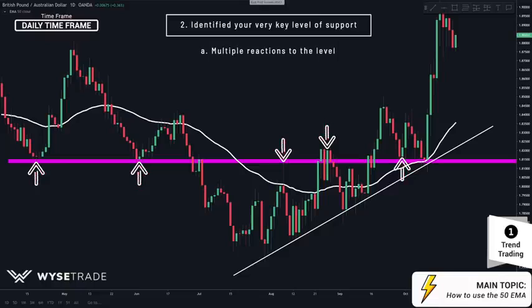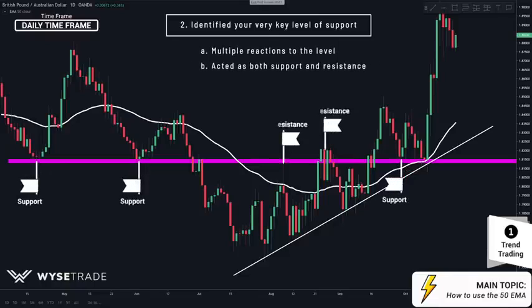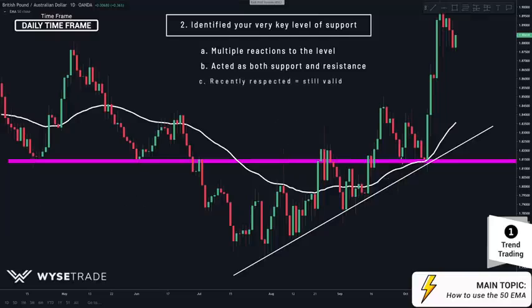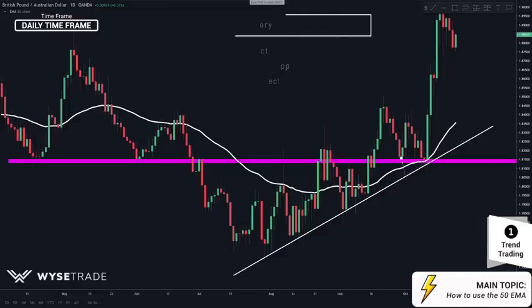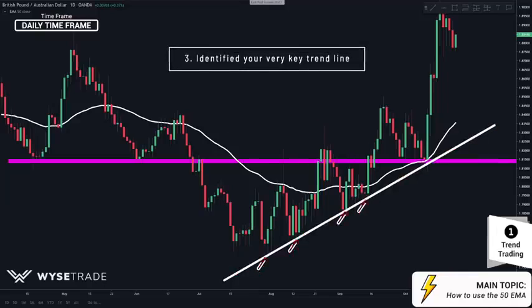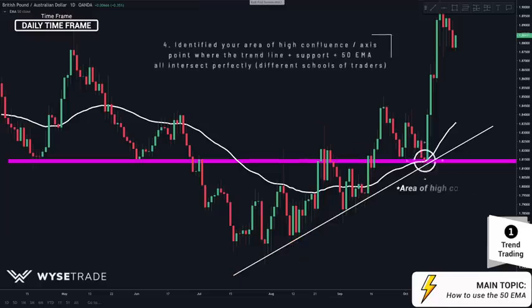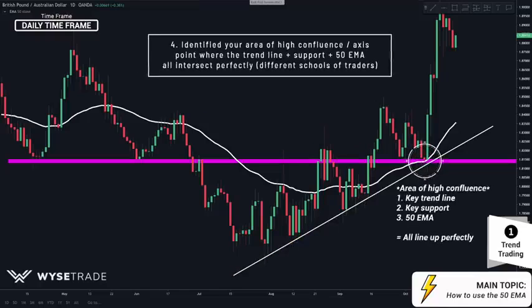First, you had multiple reactions to the level. Second, this level acted as both support and resistance. And third, it was recently respected here, meaning that this point is still valid in a recent time period. All these factors make this a very key level. Next, you had this very key trend line with multiple reactions to it in the past. Here was your access point and area of high confluence, as you had your key trend line, your key support level, and the 50 EMA all intersecting perfectly.